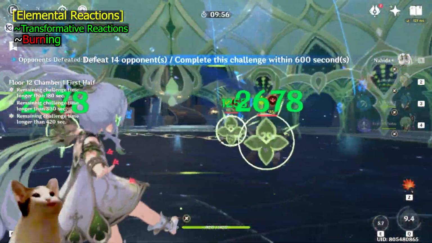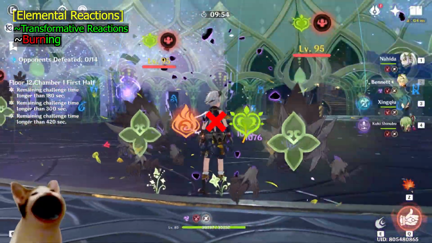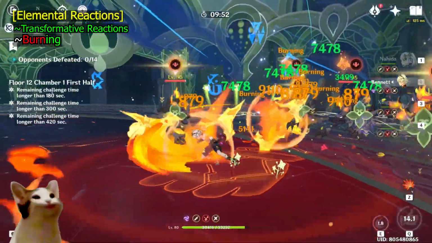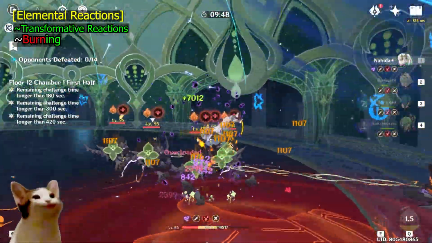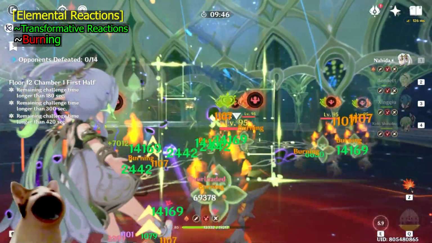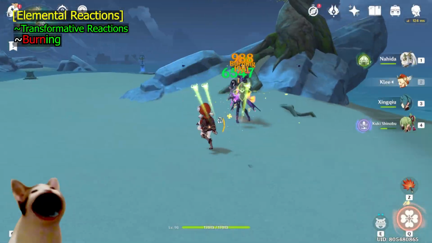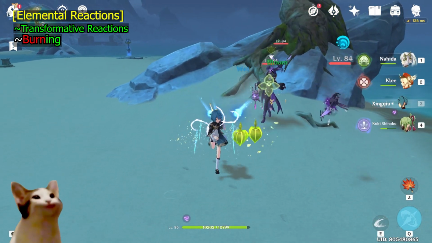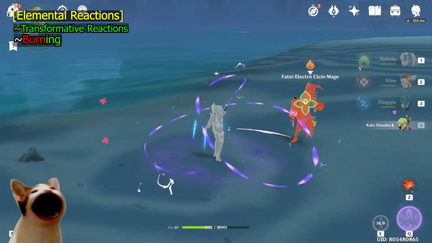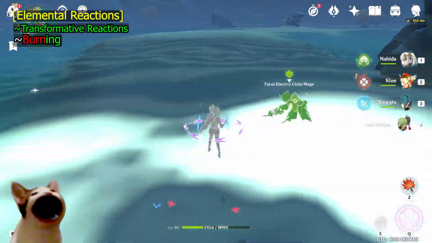Burning is the reaction created when Pyro and Dendro meet. It applies a burning aura where the enemy will lose HP over time until the aura is depleted. The burning aura is considered as Pyro, thus reactions like overloaded, vaporize, and melt can be created if the respective element is applied. Note that this interaction will end the burning aura.